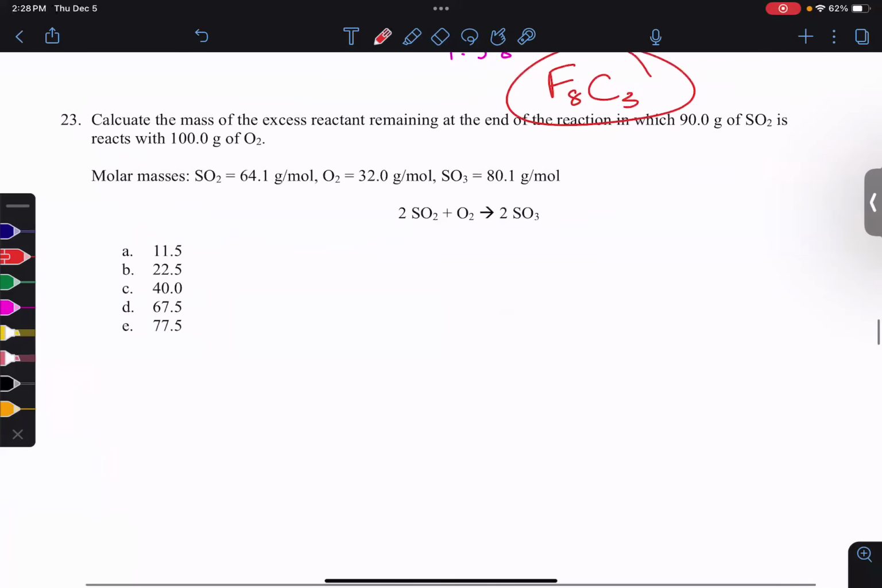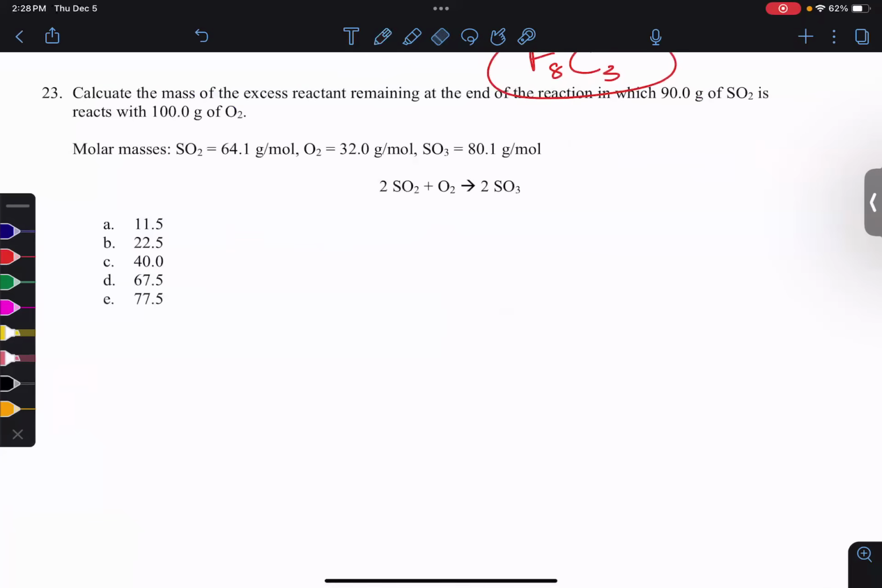Good, all right, so this one is a limiting reactant question. Calculate the mass of excess reactant remaining when 90 grams of SO2 reacts with 100 grams of oxygen. All right, should we do a BCA table? Do you want to do, no, okay. Let's not do a BCA table.